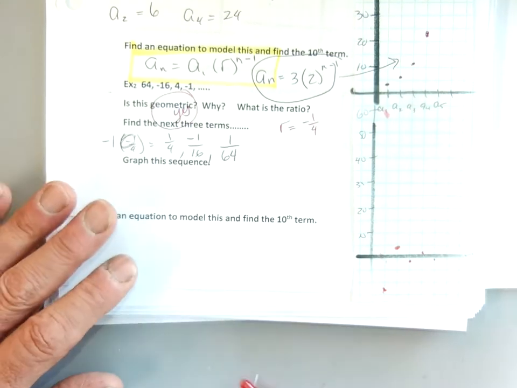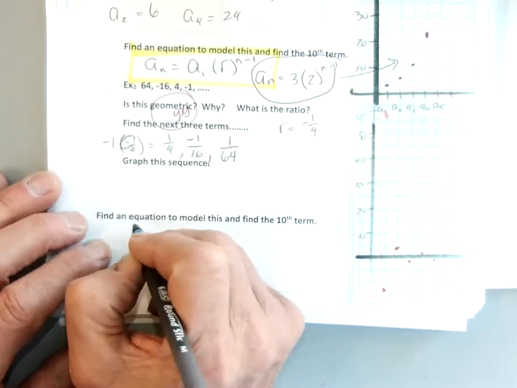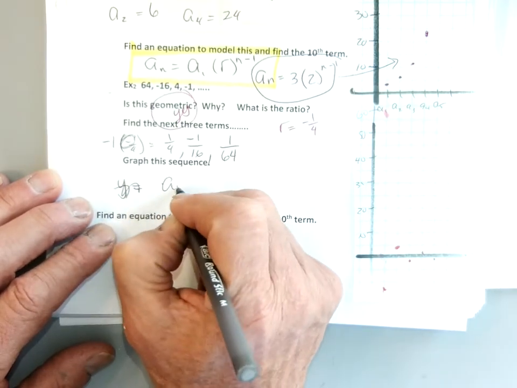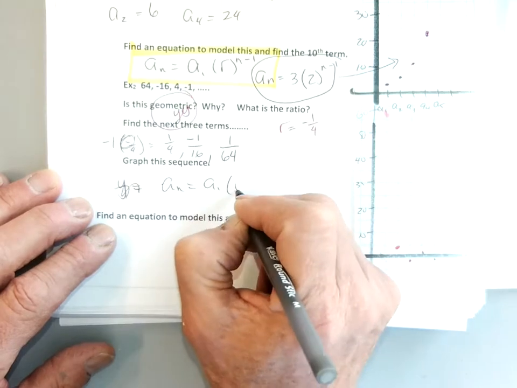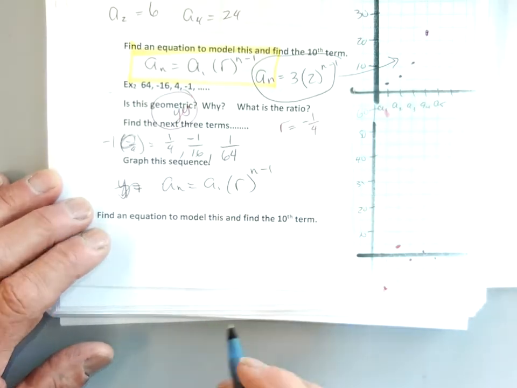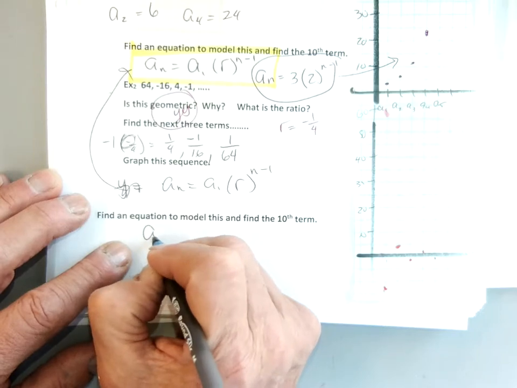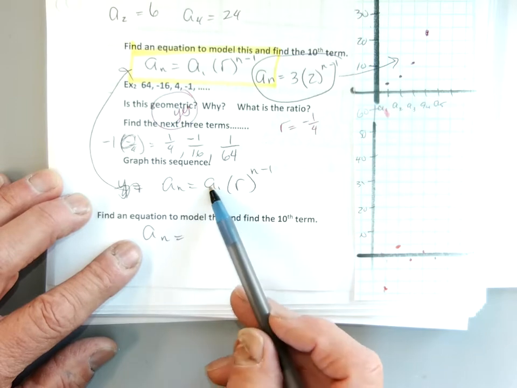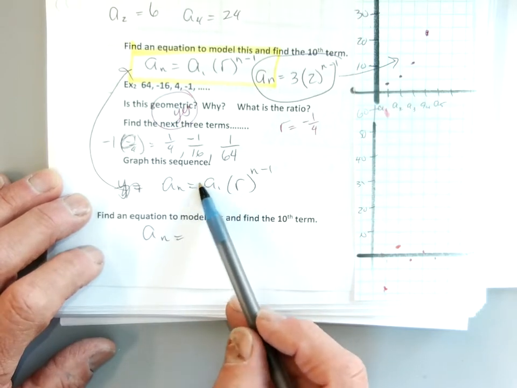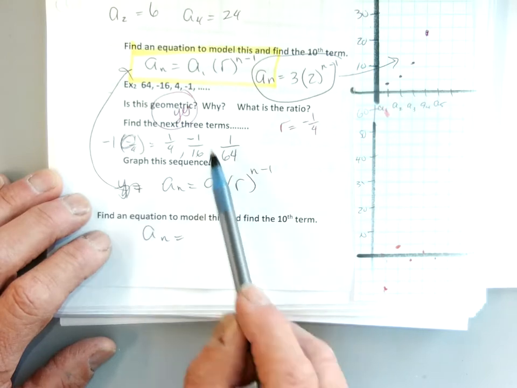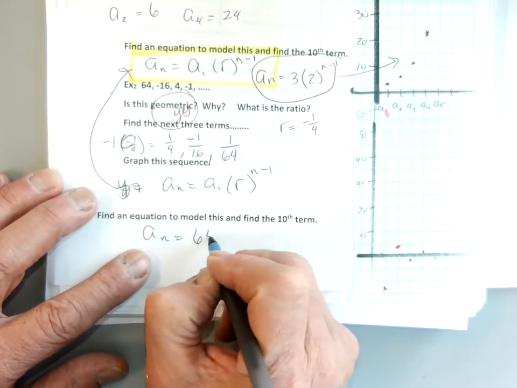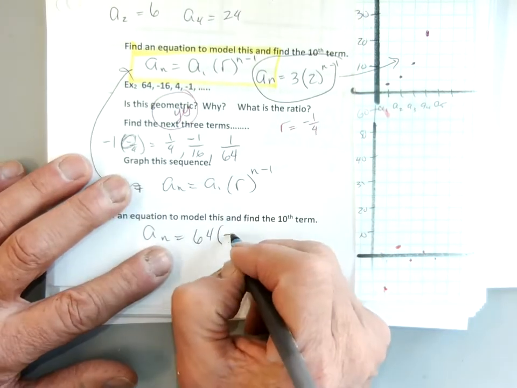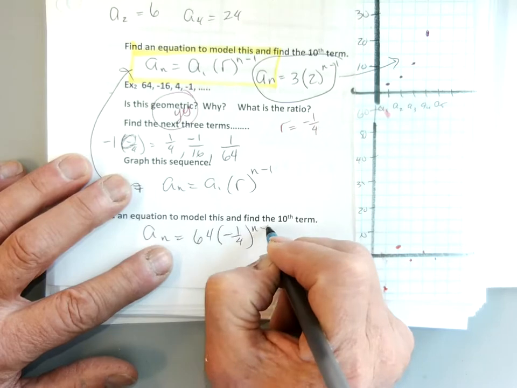Equation. a of n equals a1 r to the n minus 1. That's the formula I have to use. So a of n, what's my first term? a1, what's my first term? 64. You guys see that? First term, 64, times, what's my multiplier? Grace, what's my multiplier? Awesome, negative 1/4 to the n minus 1 power.